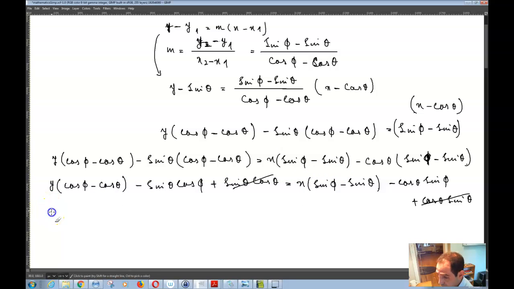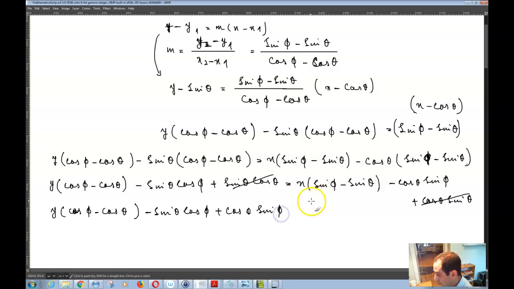Meaning that I can write basically y times (cos phi minus cos theta), and over here I have minus sine theta cos phi, and then over here I have plus cos theta sine phi, and then I have this x over here, which would be minus x times (sine phi minus sine theta) is equal to 0. So I have 1, 2, 3, 4 terms over here, and I have 1, 2, 3, and 4 terms over here.